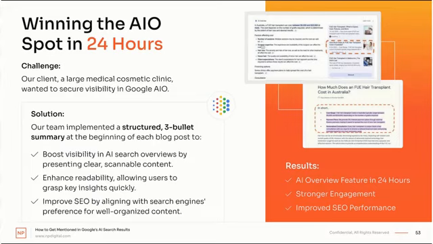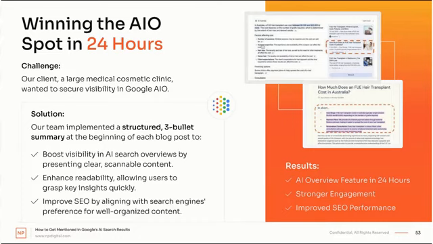We actually have a real world example of how simple formatting can deliver fast AI overview wins. A large medical cosmetic clinic client at NPD wanted better visibility in AIOs. So we added a structured 3 bullet summary at the beginning of each blog post to try to get some quick visibility wins. Our goals were to boost visibility in AI overviews, enhance readability by allowing users to grasp key insights quickly, and then improve our SEO by aligning with search engines' preferences for that well-organized content.